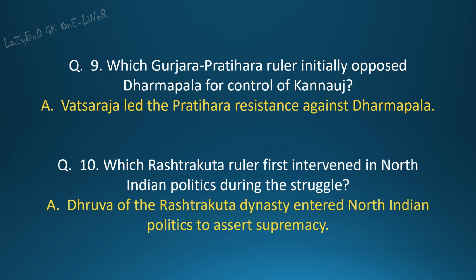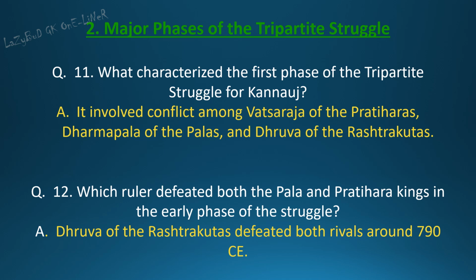Question 10. Which Rashtrakuta ruler first intervened in North Indian politics during the struggle? Answer. Dhruv of the Rashtrakuta dynasty entered North Indian politics to assert supremacy. Section 2. Major phases of the tripartite struggle.